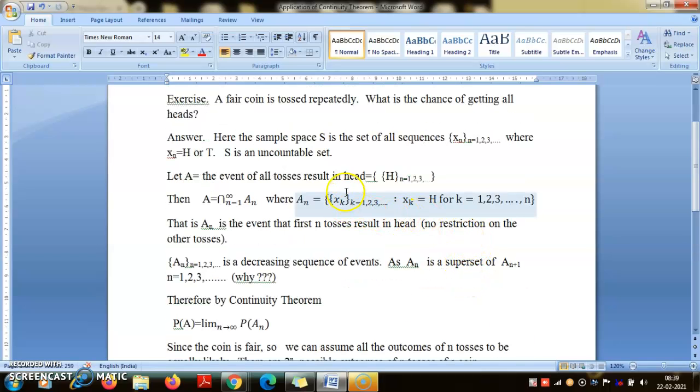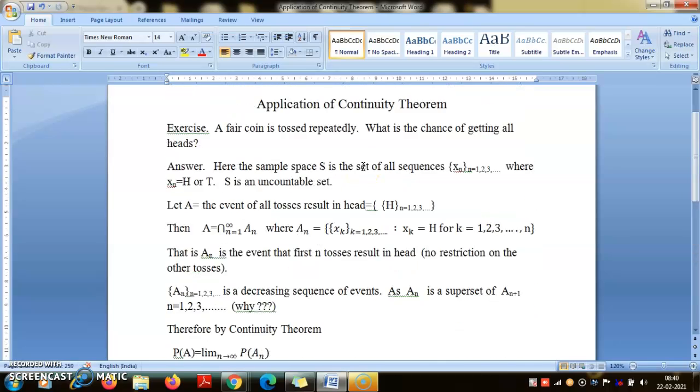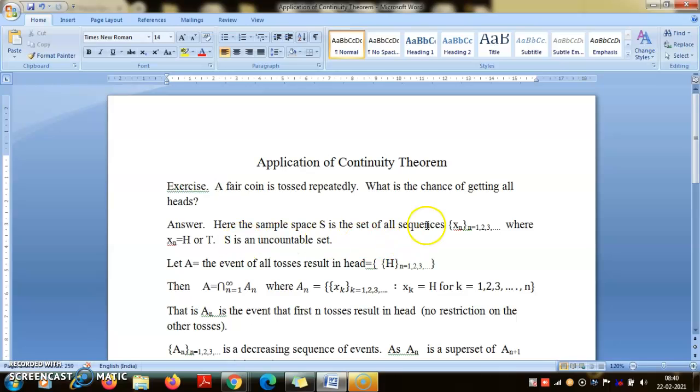Now if I ask what is the probability of head and tail alternately, starting with head, so HT, that would also be, you can write in the same way, right? Then A n will be that the first n positions are alternately head and tail, with no restrictions on the others. So you see the same argument will go on again and again, and you can prove that every outcome of this random experiment has probability 0.